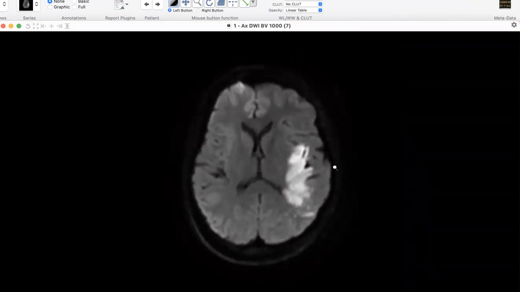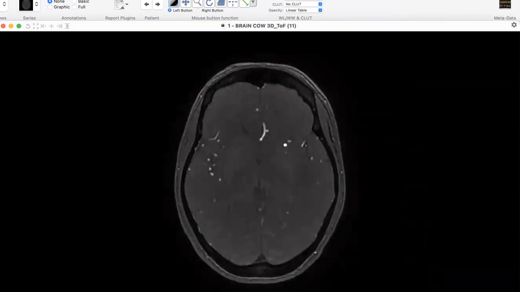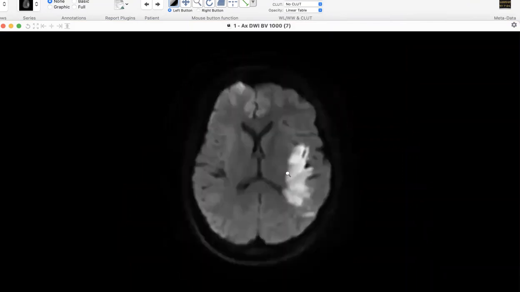I've never heard that, but this is a follow-up MRI of the same patient. Over here, you can see on the MRA, almost no middle cerebral artery branches are seen on the left side, whereas on the right side they're so prominent. And obviously on the PWI, the stroke is much more established.